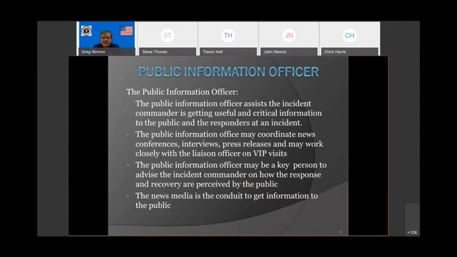Public information officer. This is a person we are seeing more and more, even at smaller incidents. We're starting to see the need for this person because information sharing has become so common in today's day and age. If something happens in your community, you may see things on social media at that scene before you're even getting reports back from your people there. And you say, well, these aren't bona fide press people.